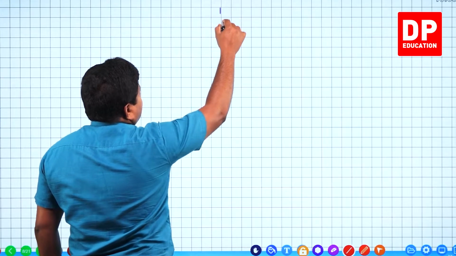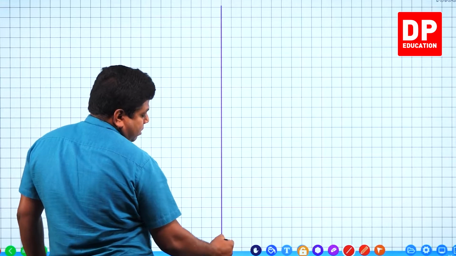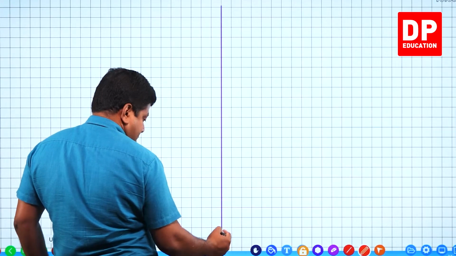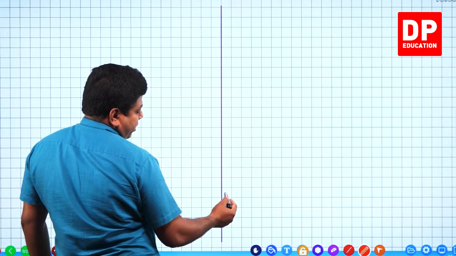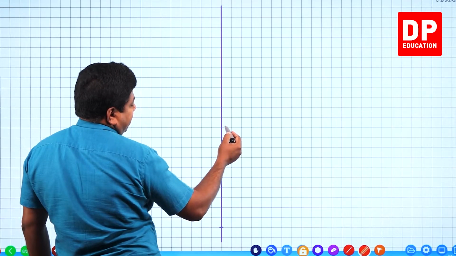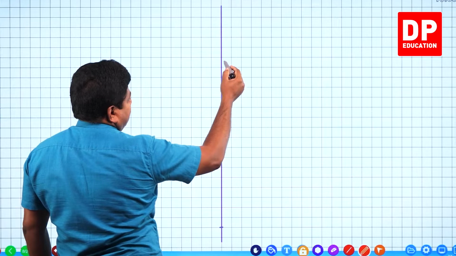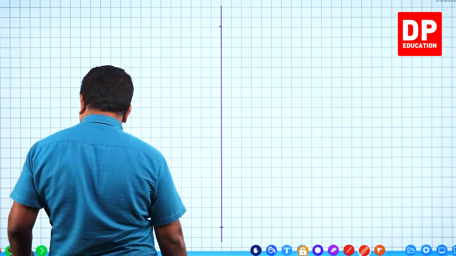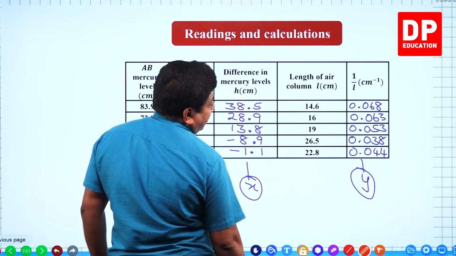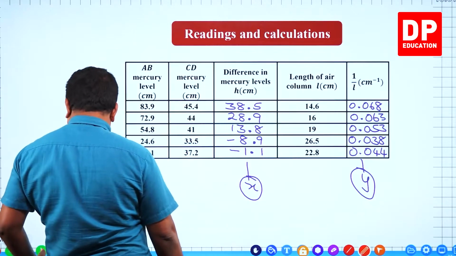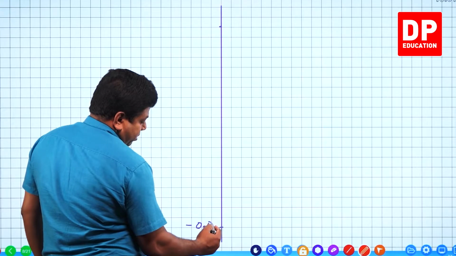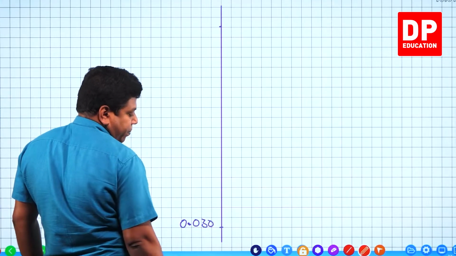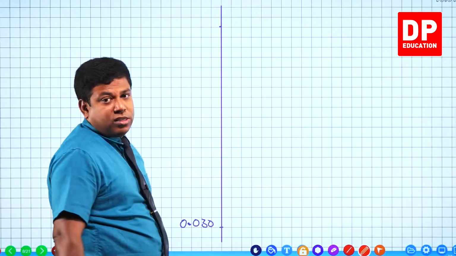Let me take the y-axis. Let me take this point as the start. Keep counting 1, 2, 3, up to 20. Up to here I can take 20. So we'll start from 38 to 68 is what I want, right? Let's start from 30 and finish it at 70. So let it be 0.03. Every scale will take it as 0.002.